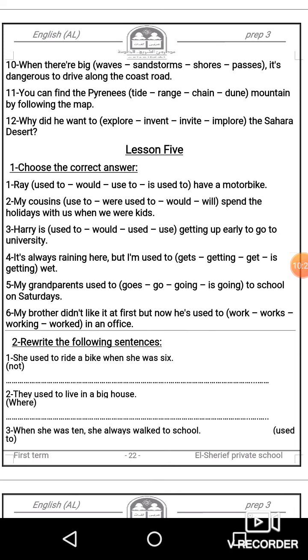Number 2. They used to live in a big house. Use where. Where did they use to live? Number 3. When she was 10, she always walked to school. Use used to. So, when she was 10, she used to walk to school, or she used to walk to school when she was 10.